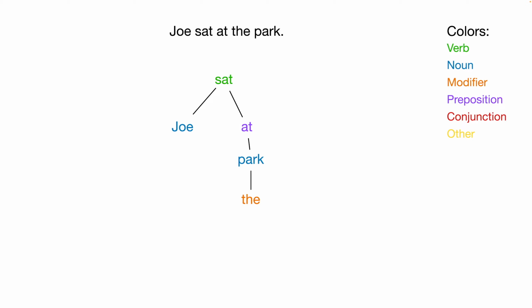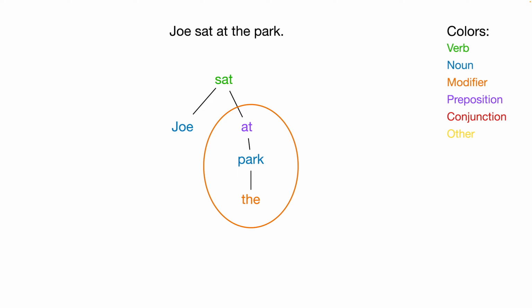If someone else thought it was a modifier of Joe, they could make a different tree with at being a child of Joe, and then that would clearly explain how they're reading the sentence. Sometimes you might want to give additional information about how a tree works. So at the park as a whole, the whole phrase is a modifier for sat. So you could circle it in orange, the modifier color. And that gives a little bit of extra clarity that that group is functioning as a modifier. Prepositional phrases always function as modifiers, so it's also kind of implied.